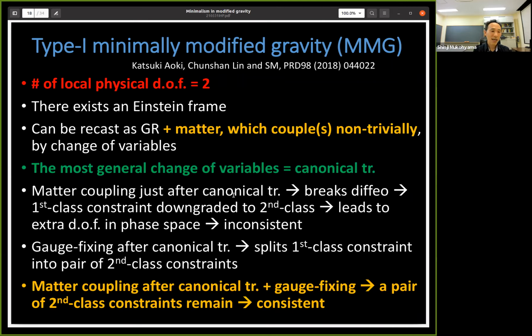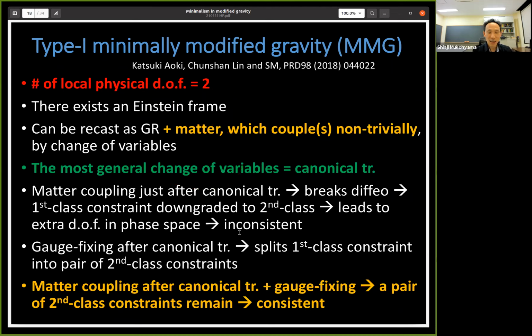But if we couple matter in a minimal way, then the matter has some diffeo invariance by itself, the usual diffeo. On the other hand, the gravity part has a diffeo which is non-trivially written. So by putting them together, they are not consistent. Therefore, by adding matter, it breaks diffeo. Then the symmetry is broken, meaning that first class constraint is downgraded to second class. As I said, first class removes 2 degrees of freedom, but second class removes only 1. So this means that we have an extra degree of freedom in phase space.